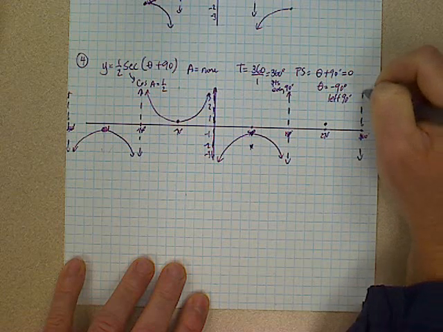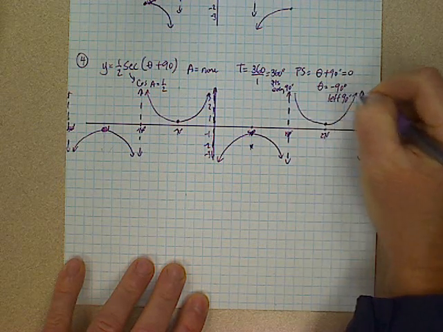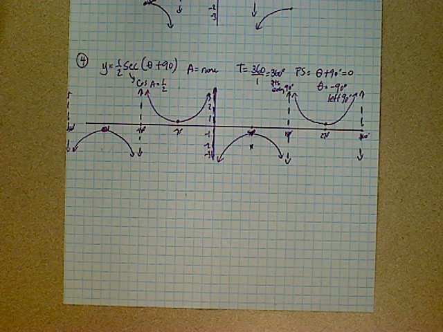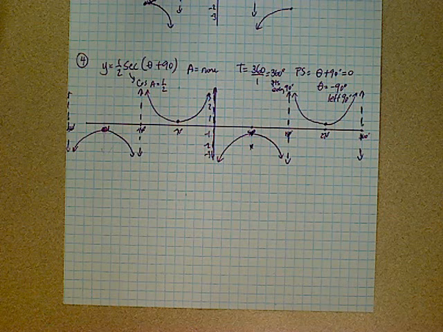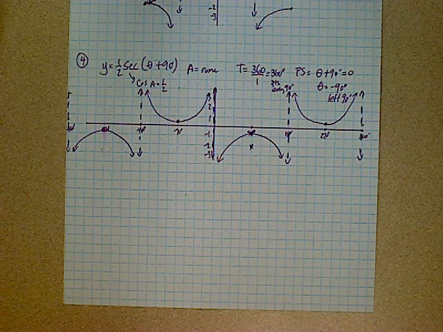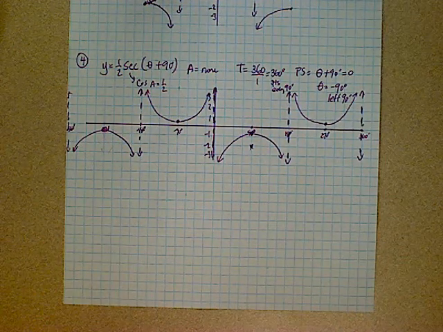Again, just following the patterns. This one's going to look like this. Okay. Again, it goes every other way. Everything's looking the way it should. That's the way 1/2 secant of theta plus 90 degrees should look.